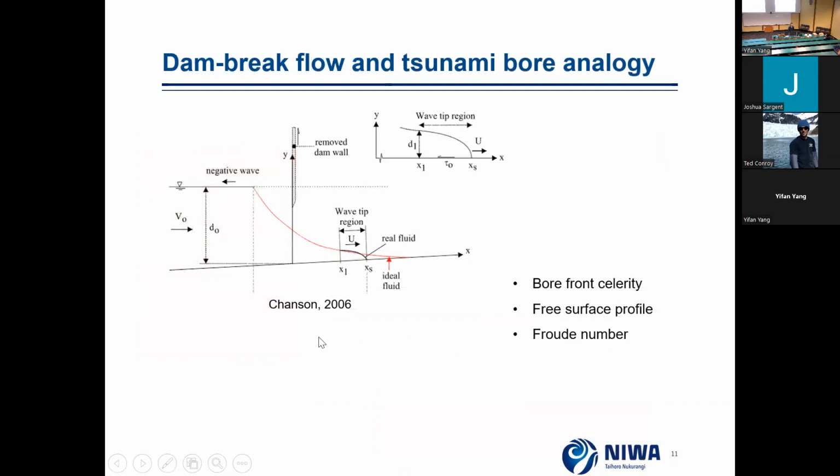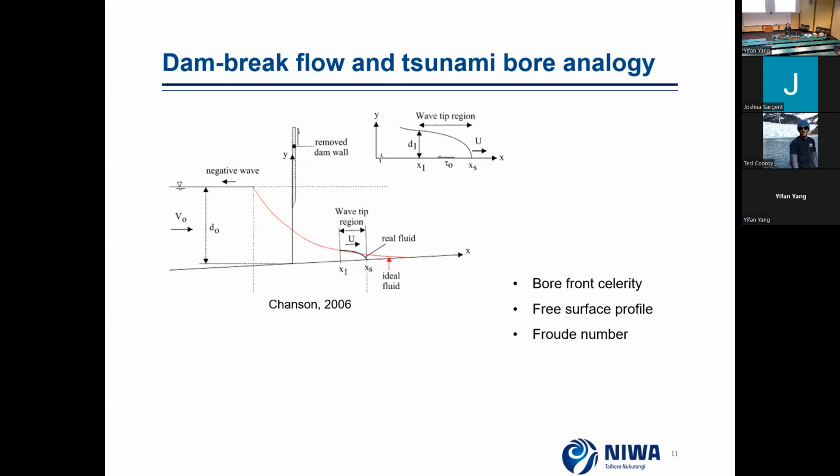So, the dam break flow and tsunami bore analogy. This work by Chanson in 2006 facilitates our use of the dam break flow to simulate tsunami bores. The idea is that they investigated the bore front celerity and free surface profile of a dam break flow and compared them with those measured from real tsunamis.